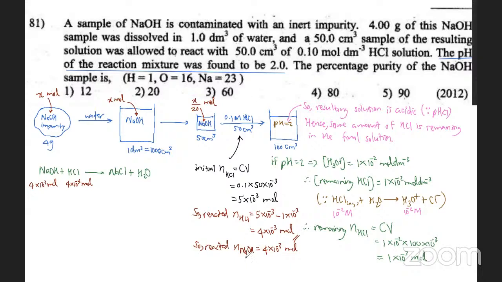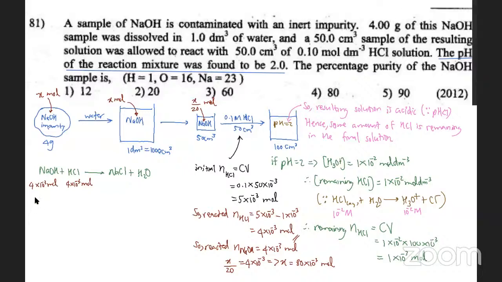And what is the number of moles of reacted sodium hydroxide? That is x over 20, because x over 20 moles of sodium hydroxide was there in the 50 milliliter solution when we added HCl. That is equal to 4 into 10 to the power minus 3. Therefore, x is equal to 80 into 10 to the power minus 3 moles. X is the initial number of moles of sodium hydroxide in the 4 gram sample. Then we can quickly finish this off. How do we do that?